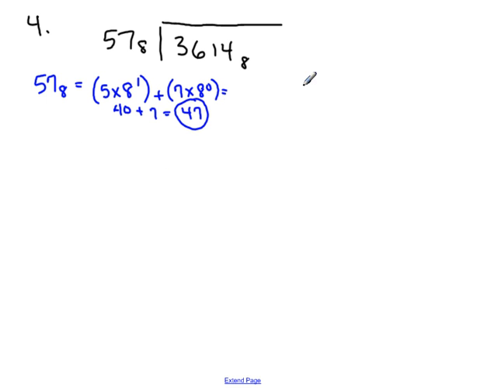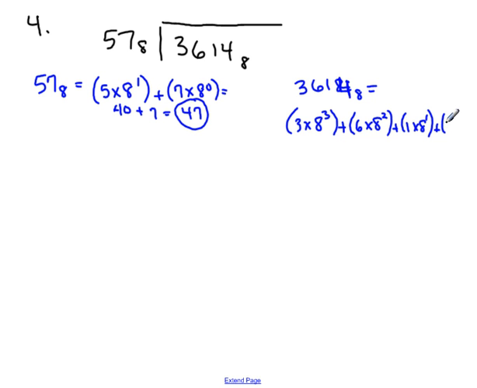Okay, now let's convert the number 3614 base 8. So that's going to be 3 times 8 to the third power, 0, 1, 2, 3. And then count down from there. 6 times 8 to the second, plus 1 times 8 to the first, plus 4 times 8 to the 0.